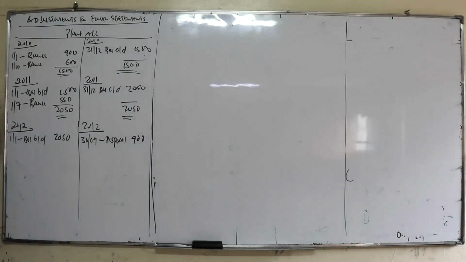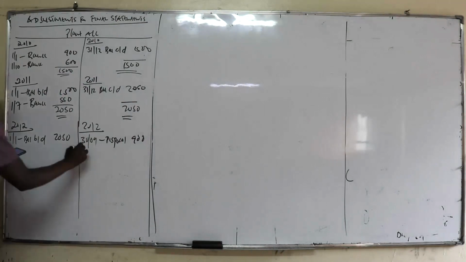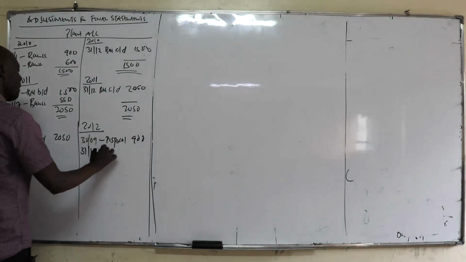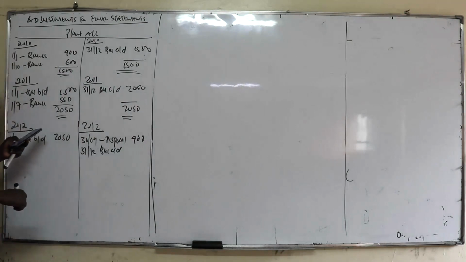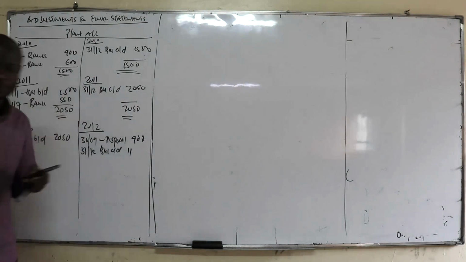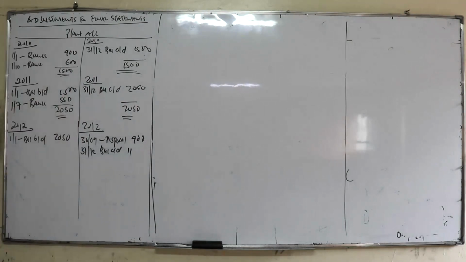Then now you balance off the account. So you write here 31st December, balance carried down. It will be 2050 minus 900. I'm sorry, you said that 275 is not affecting the 900? The 275 is the amount of money that was received. Okay. Which we said it does not appear in the plant account.